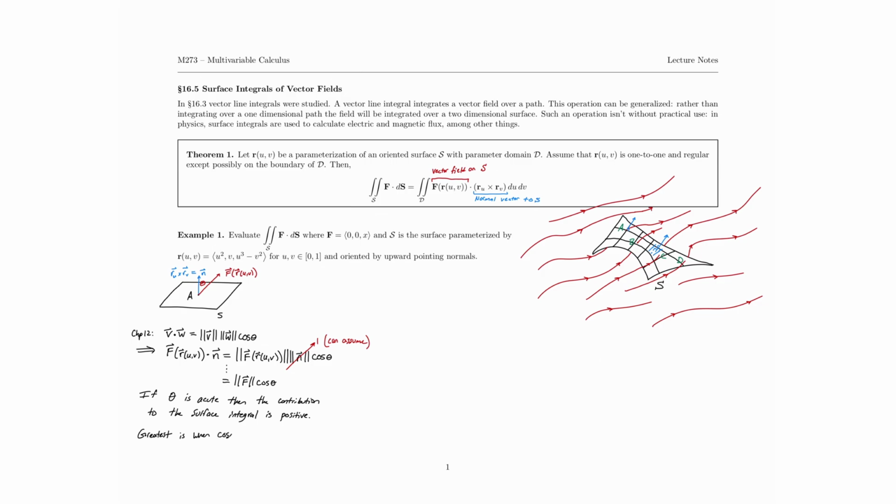Greatest is when the cosine of theta equals 1, which implies this happens if and only if, since theta is an angle between 0 and pi, theta is 0. So the biggest contribution we get to the integral is when the field line is exactly in the same direction as the surface normal. So you can think of this surface integral as calculating how much of the vector field is flowing through the surface in the normal direction, right? So the maximum contribution comes when the red field line is in the same direction as n.